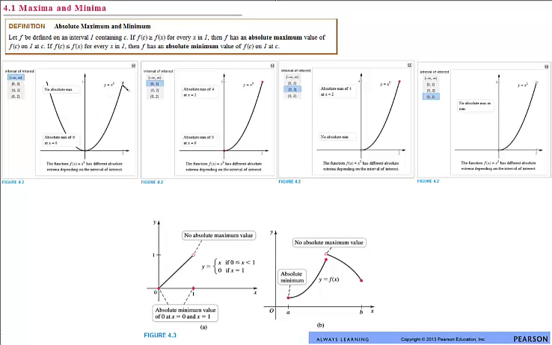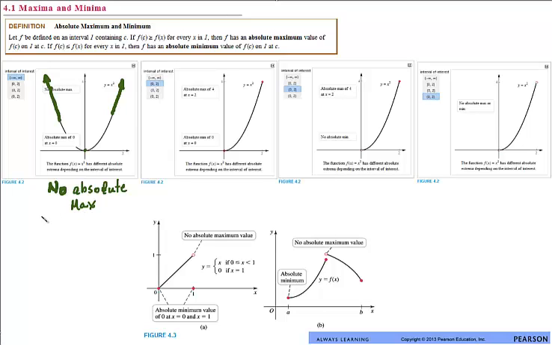In this first case, we're looking at the interval where this function goes on and on in both directions. There is no point on this function that is above all the other ones because the function keeps on going up and up. So we say that this function has no absolute max. The function, however, does have a point down here at the bottom that is below all the other ones.